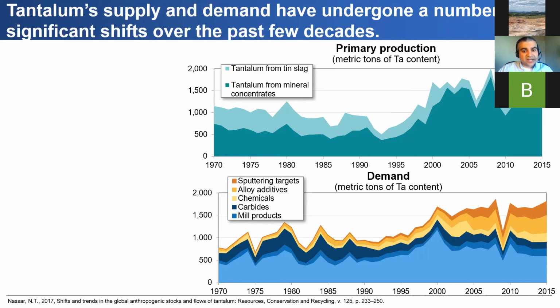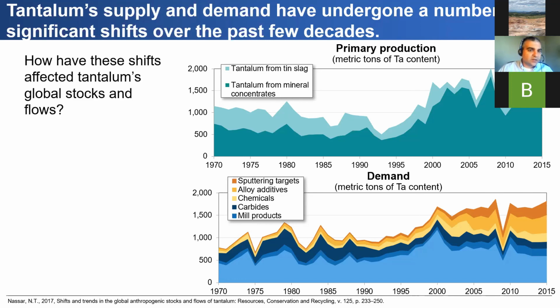On its demand side, it's also had a lot of shifts where it typically was used, and still obviously is used, in capacitors. I'm sorry, the slide looks like it's cut out, but that light blue color is capacitors. That's still its biggest use. But there are several other major uses in the yellowish tones in the chemicals, with alloys, additives, and sputtering targets having become a more dominant use as well.